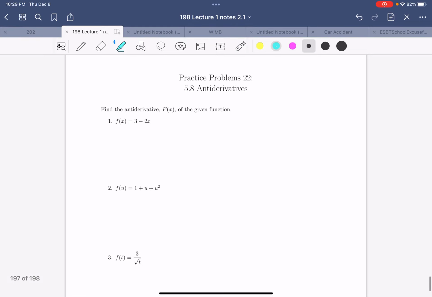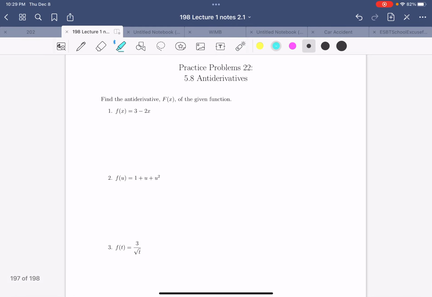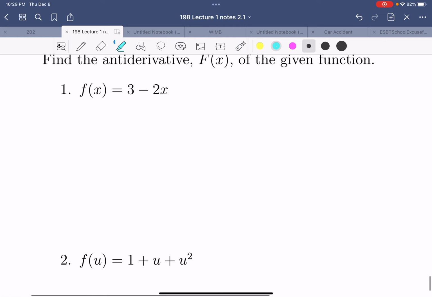Hi all, this is our practice problems 22 from section 5.8 on antiderivatives. So remember the big thing that you're doing here is you have your reversal of the special derivatives. And then you also have the reverse of the power rule. So we're adding 1 to exponents and dividing by the new exponent. So here we go for number 1.